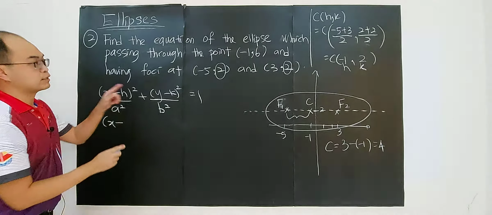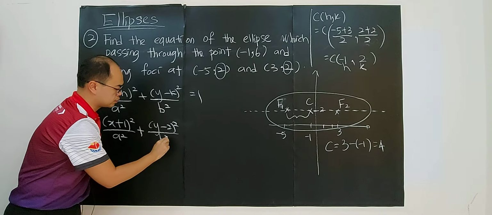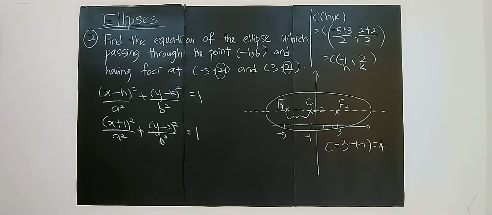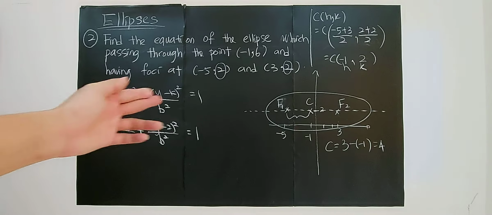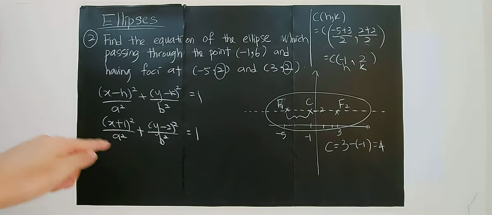Negative of the negative 1 will be positive 1, so (x + 1) squared over a squared, plus (y − k) squared over b squared. So y minus k, which is y minus 2 squared over b squared, equals 1, right? So first I have my center, and I know this is a squared, this is b squared. Why a squared here? Because this is a horizontal major axis.